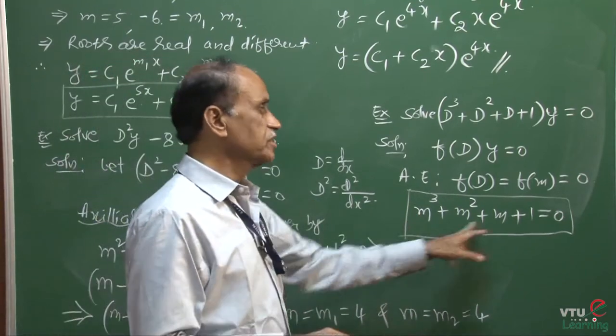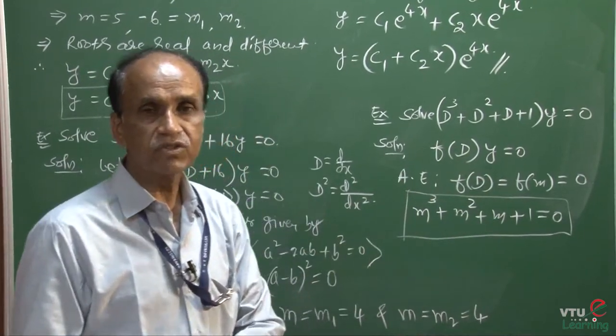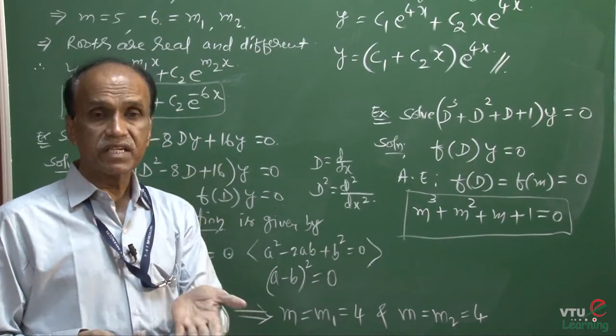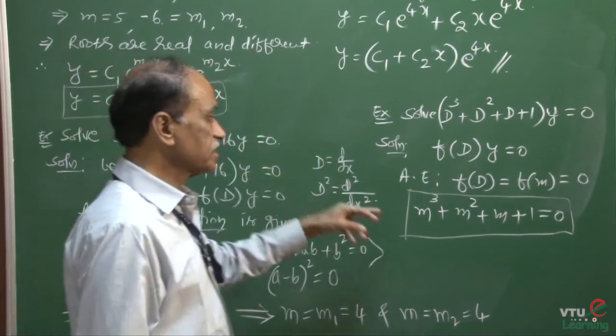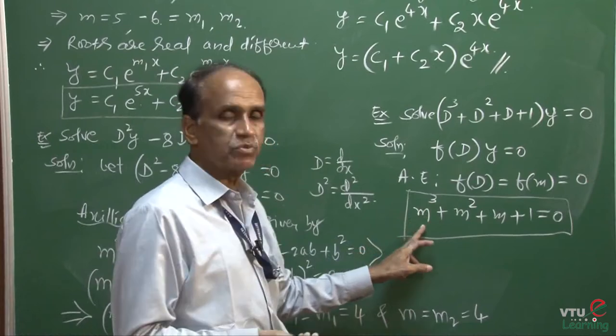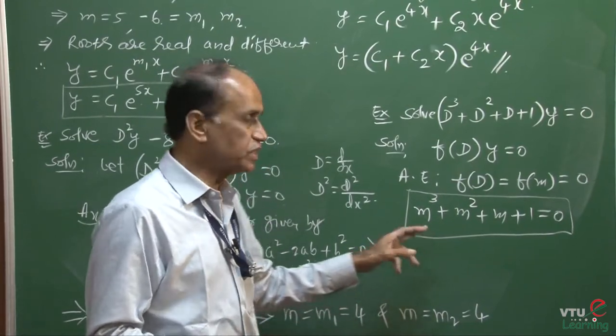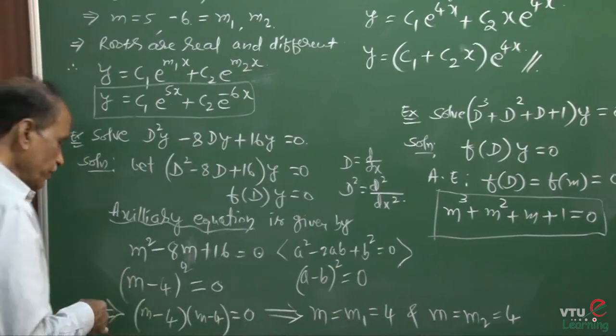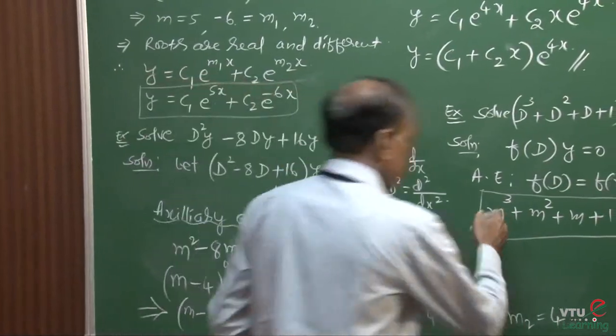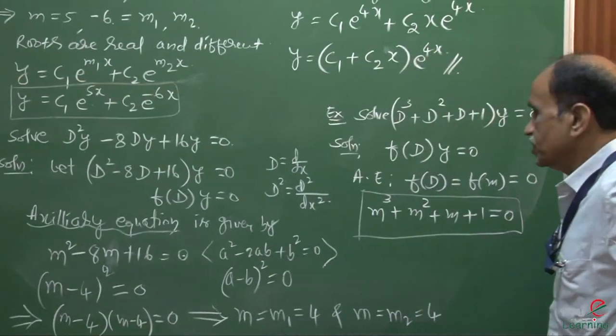That means, for which number this equation is satisfied, that we will have to search, that is by trial and verification. Obviously, this is a third degree equation, it must possess three values, that is m1, m2, m3. Okay. So, for which number presently this equation is satisfied.